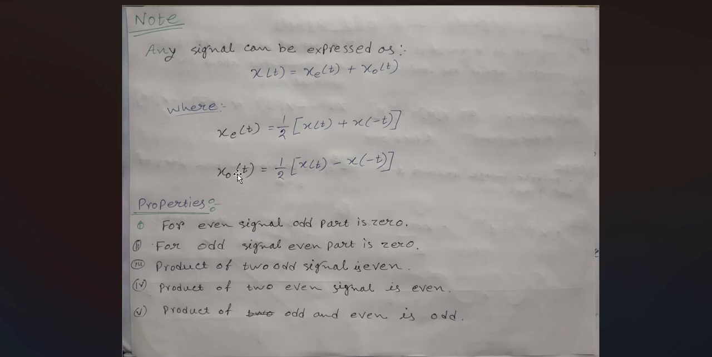Before the next type of signal, let's see some properties or notes. Any signal can be expressed as a sum of an odd and an even signal. x(t) = xe + xo, where xe is half of x(t) + x(-t). And some properties: for an even signal, the odd part is 0; for an odd signal, the even part is 0. And you can see more properties here.